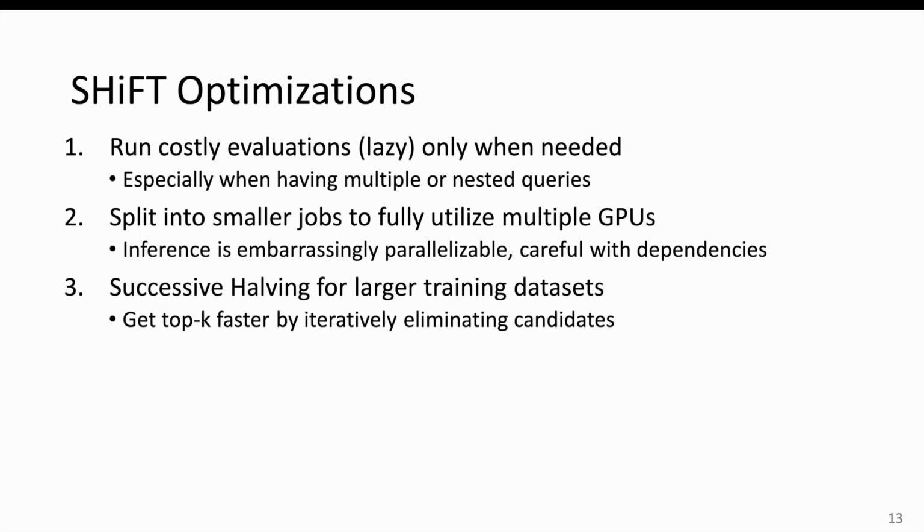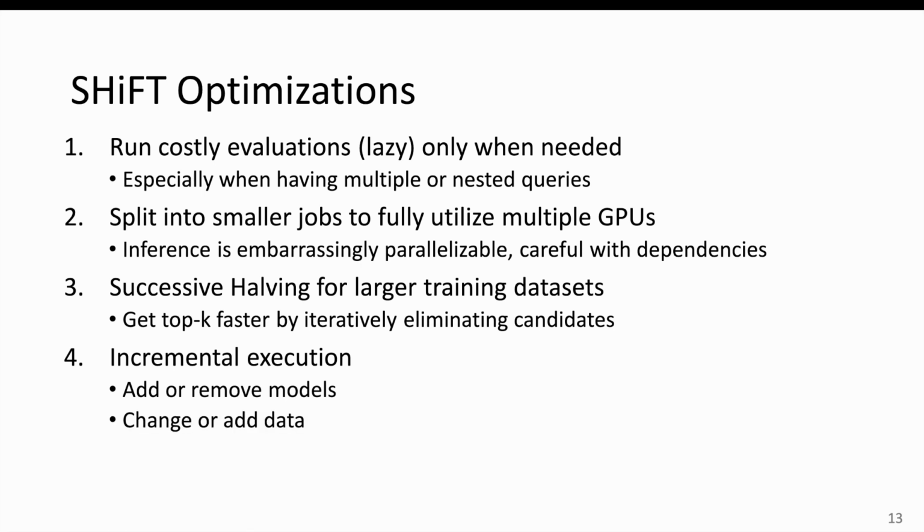Then, if we require the top 1 or top k models, we can apply a technique called successive halving in order to not have to run inference on the full training dataset on all the models. I'll go into this a little bit more in detail. And finally, we also want to efficiently be able to support incremental execution, let it be when we add or remove a model and rerun the same query, but also when we change or add data.